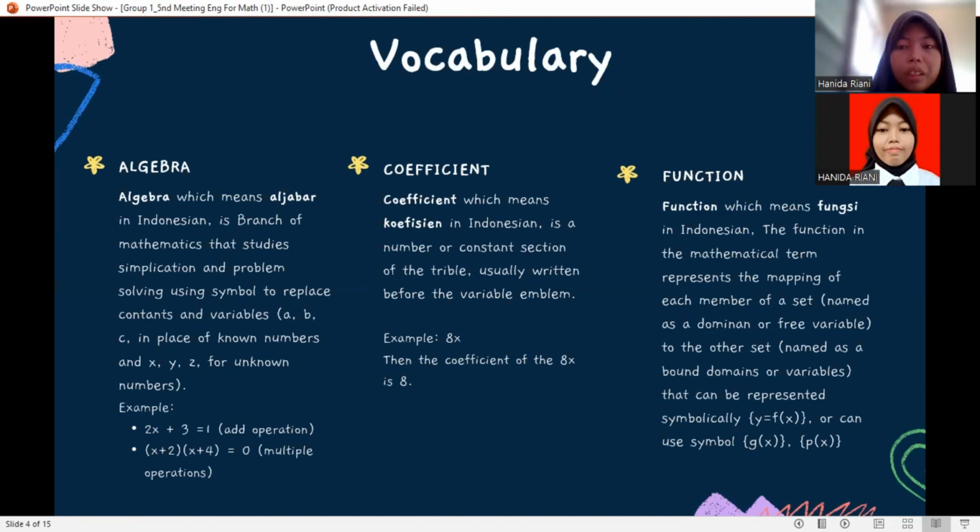Number 3, function. Function, which means fungsi in Indonesian. The function in the mathematical term represents the mapping of each member of a set named as domain or free variable to the other set named as polynomials or variables that can be represented symbolically.